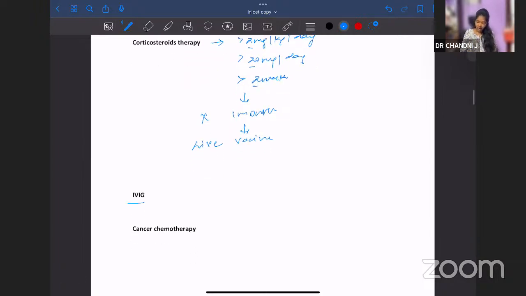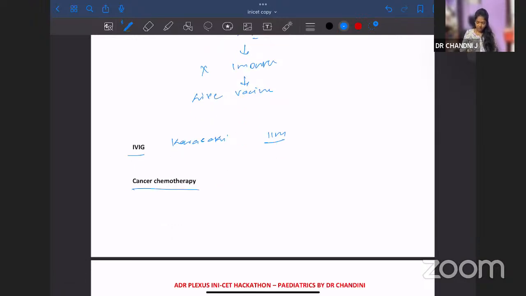What about IVIG? Where do you give IVIG? Mostly for Kawasaki disease. So for IVIG, the cutoff period is 11 months. After 11 months only, you can give vaccines. What about cancer chemotherapy? After 6 months. Okay, here it is better not to give killed as well as live vaccines. The only vaccine that can be given during chemotherapy is your influenza. Otherwise all others are after 6 months.